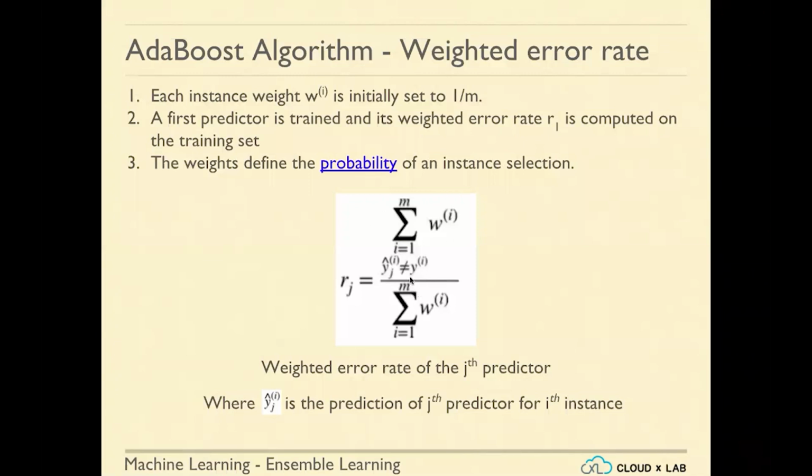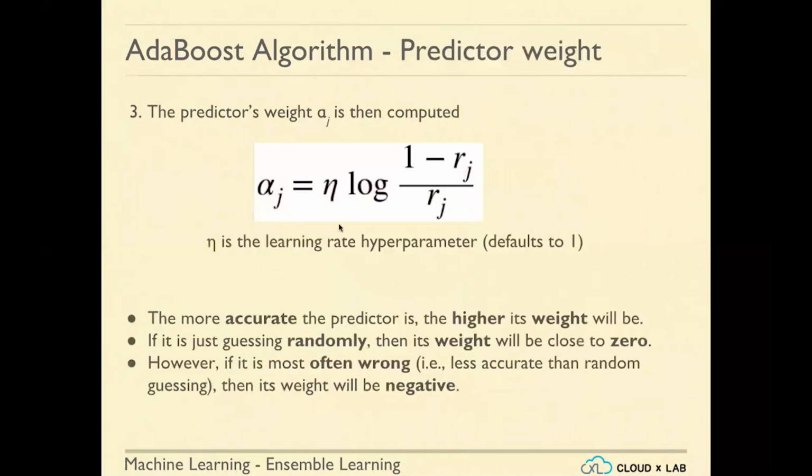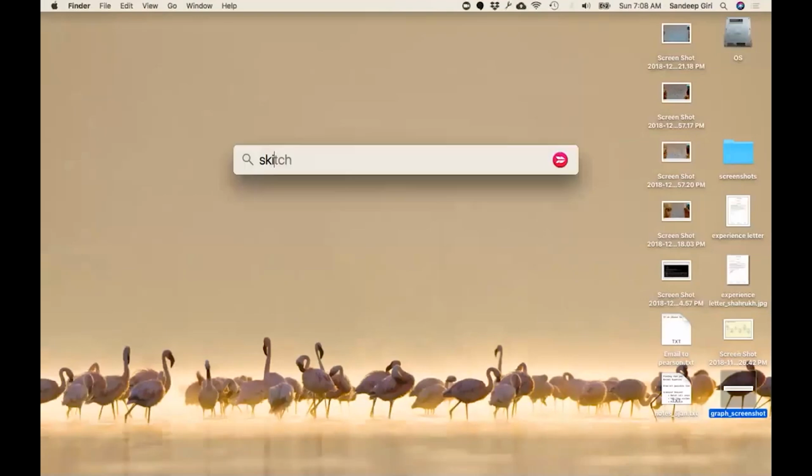So the error rate is 3 by 10. That's what we do here. Then we compute the predictor weight. This is the quality of how good the prediction is. The predictor weight is inversely related to R. You can just give it a try and see what happens.